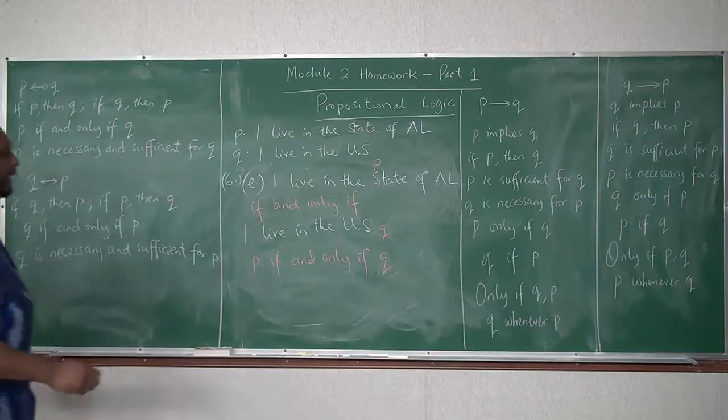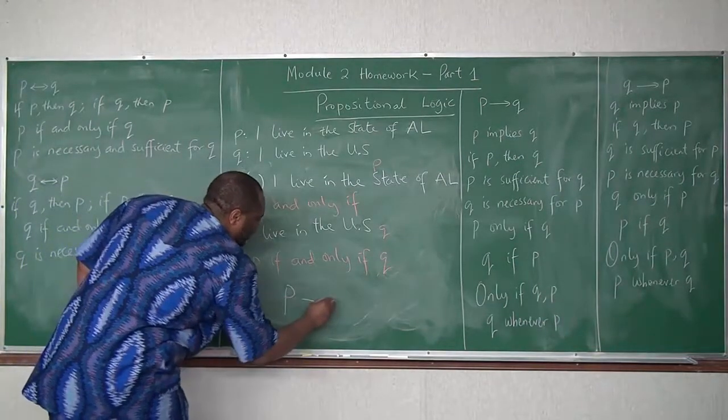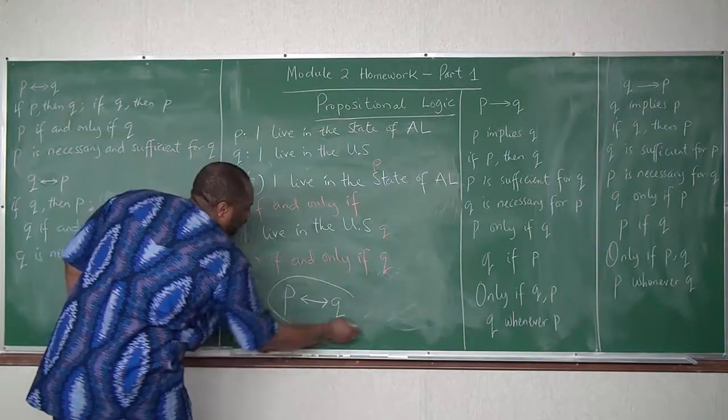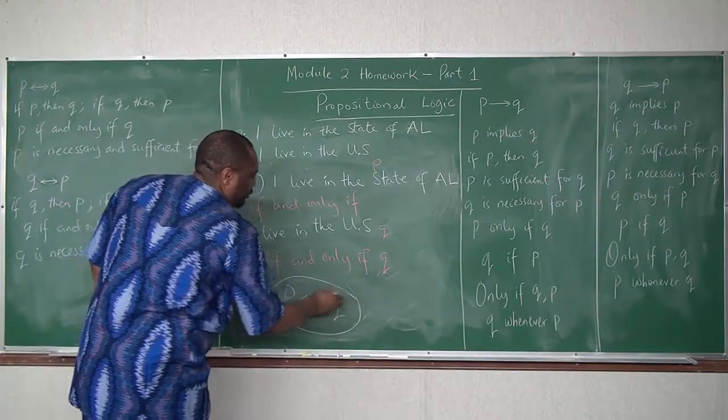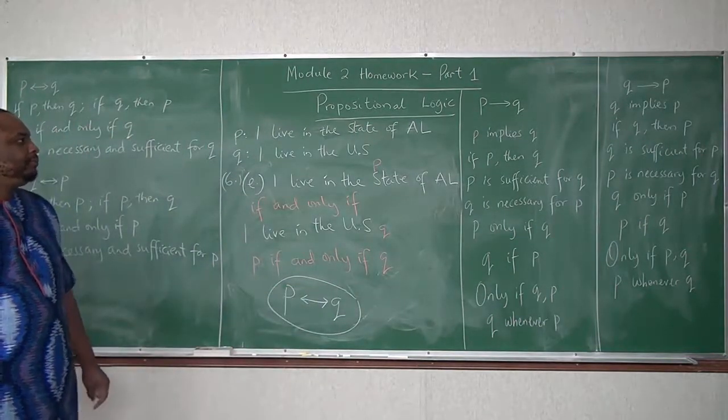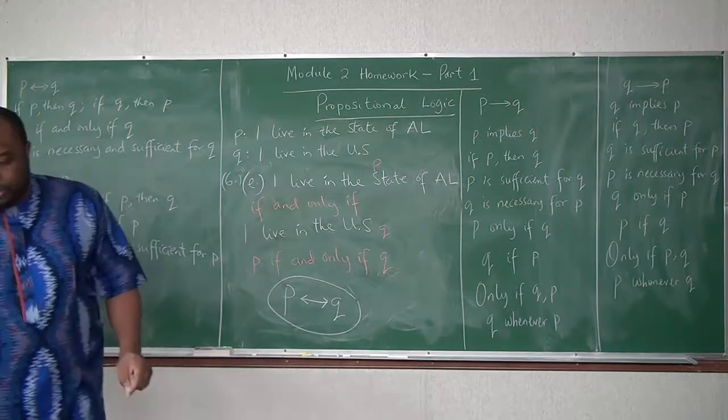And that is P biconditional Q. P double arrow Q. P biconditional Q. Okay, this is question 6.